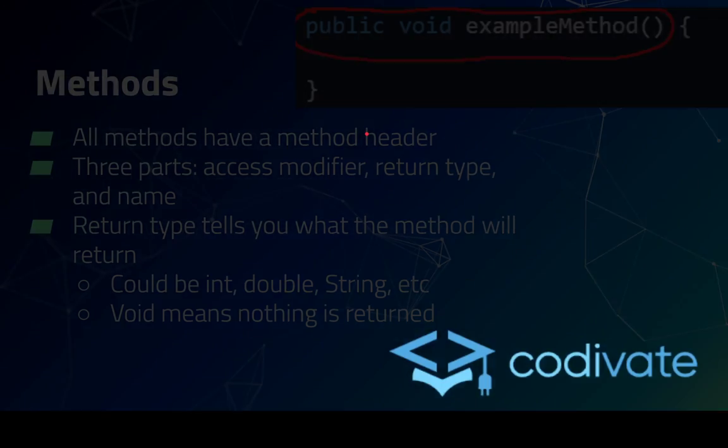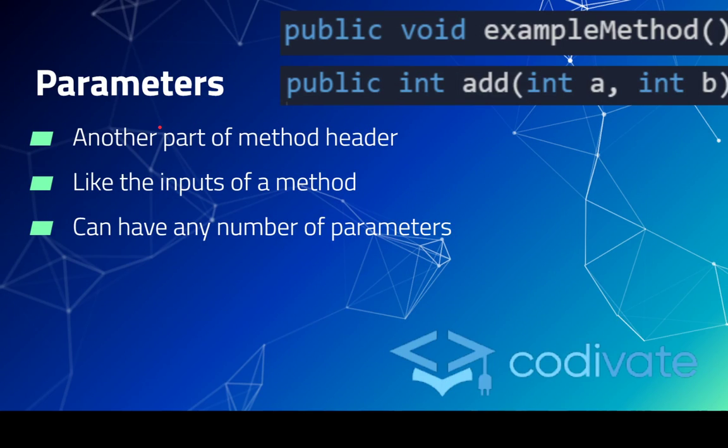Anyway, so back to parameters. A parameter is another part of the method header. Right here is an example of something that has parameters, and this is an example of something that does not have parameters. Parameters are basically the inputs of a method. So this add method is going to take in an a and a b. There are two integers. The letters a and b don't really mean anything here. It's just int that really matters.